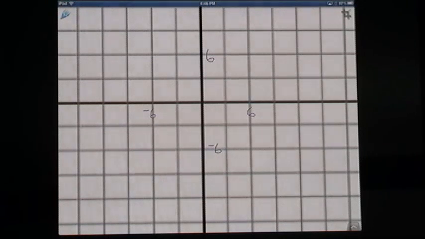Okay, so let's find the center first. It says (-4, 3). Well, since this is negative 3, then negative 4 is going to be 1/3 of the way across there. So (-4, 3) is going to be right there. That's the center. Now, I would suggest that you use your compass to draw this, but I can't, so that's just the way it's going to be.